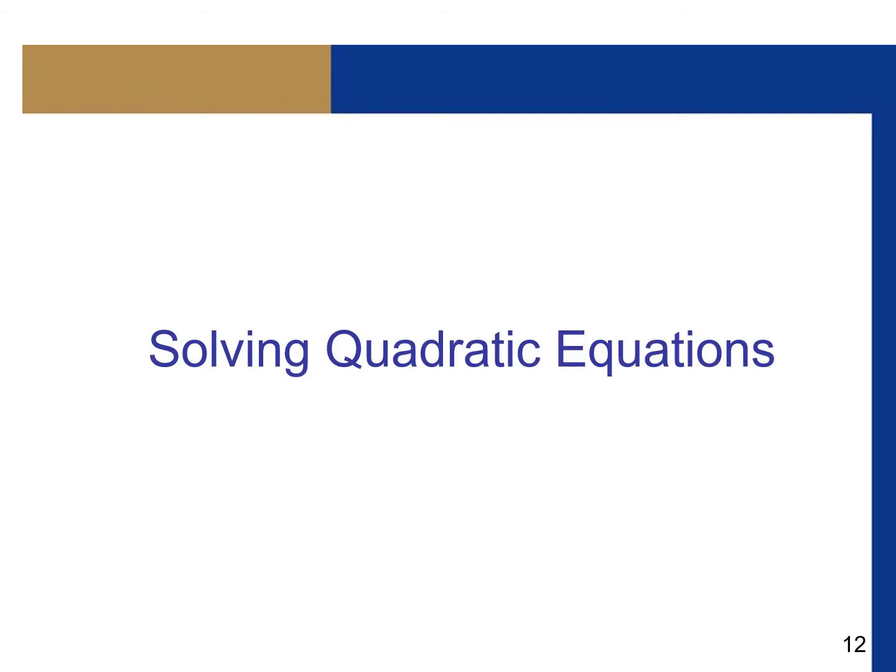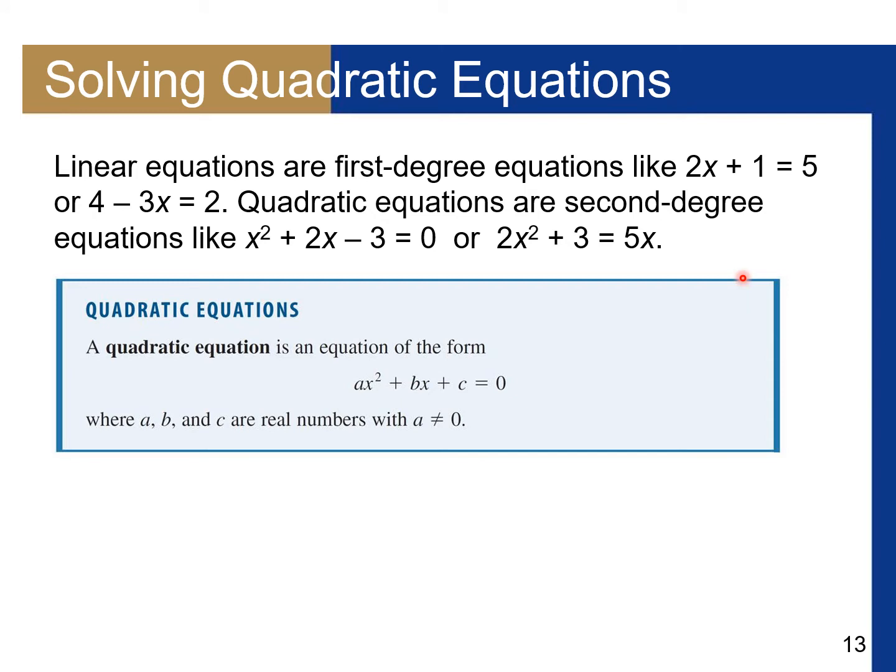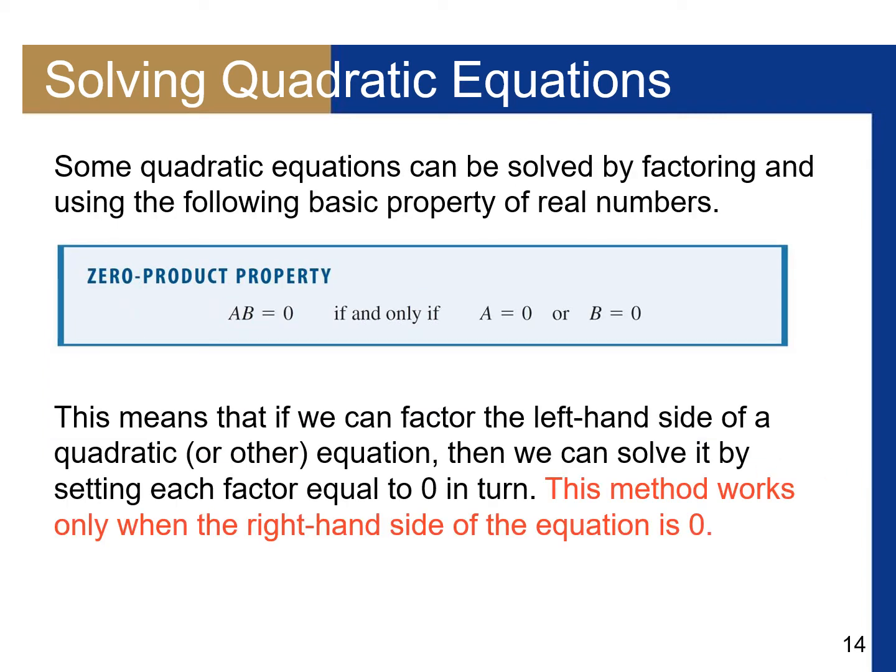Quadratic equations. A quadratic equation means that the highest exponent would be a 2. So the degree of the polynomial would be 2. Zero product property means that if A is 0 or B is 0, 0 times anything is 0.